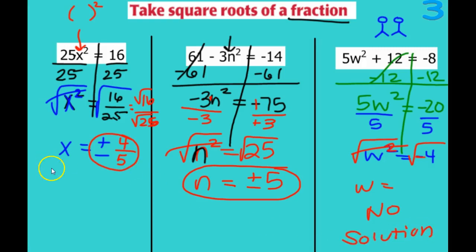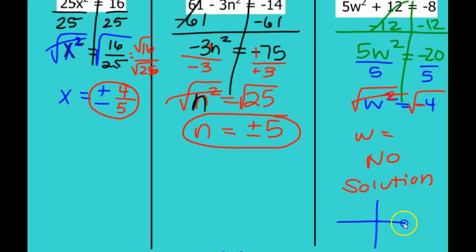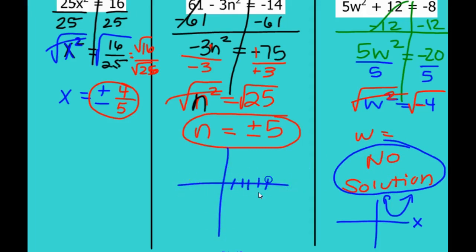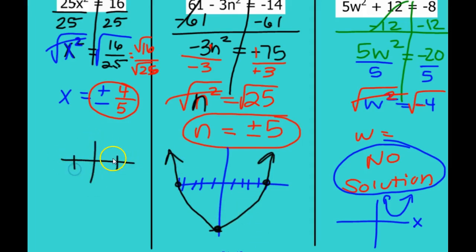What these mean again, you guys, is that this graph just won't be touching the x-axis. There's no spot where it's going to touch the x-axis. This one would cross at negative 5 and positive 5. So your parabola might look something like that. This one, same thing. Positive 4/5 and negative 4/5. Your graph might look something like that.